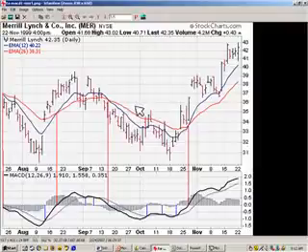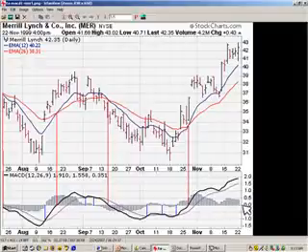MACD is what's known as a centered oscillator. In other words, the MACD fluctuates above and below a centering line, typically known as the zero line. These types of oscillators are good for identifying strength or weakness, or direction of momentum, behind a security's move.